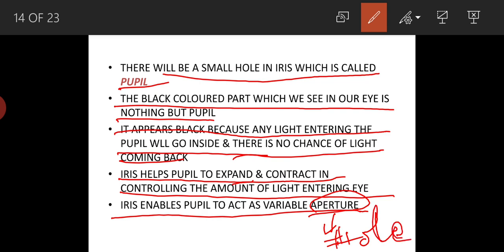It means in very high brightness, pupil size decreases and it will let light go into the eye only to a very small extent. It means it will accept very little light to protect the eye. And when there is low light, this hole will expand and it will accept more light to see the objects clearly.